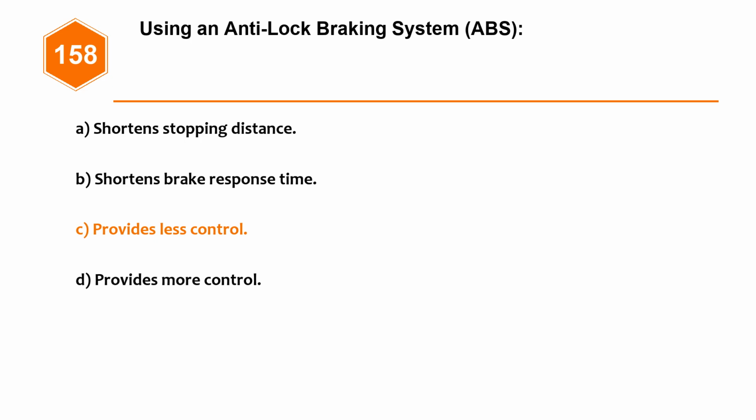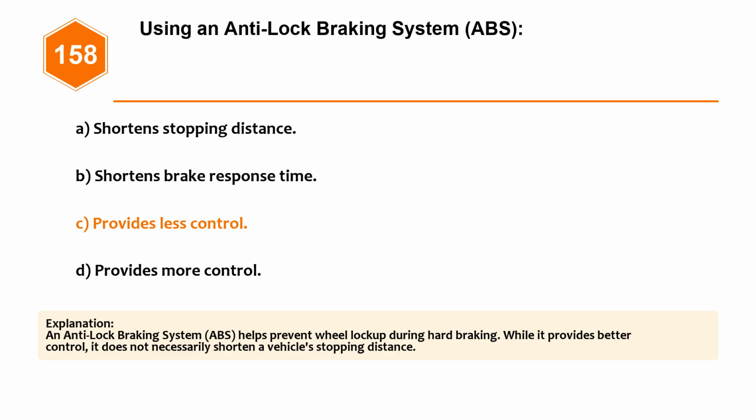The correct answer is option C. Provides less control. Explanation. An anti-lock braking system, ABS, helps prevent wheel lockup during hard braking. While it provides better control, it does not necessarily shorten a vehicle's stopping distance.